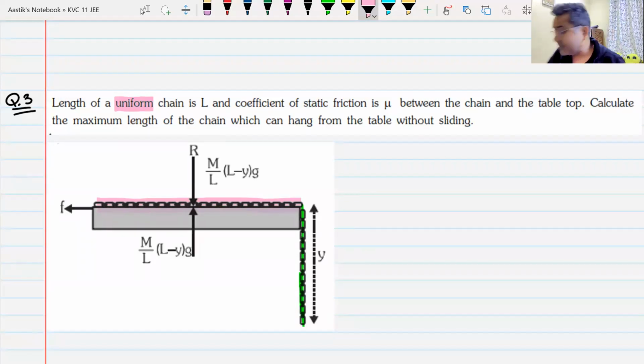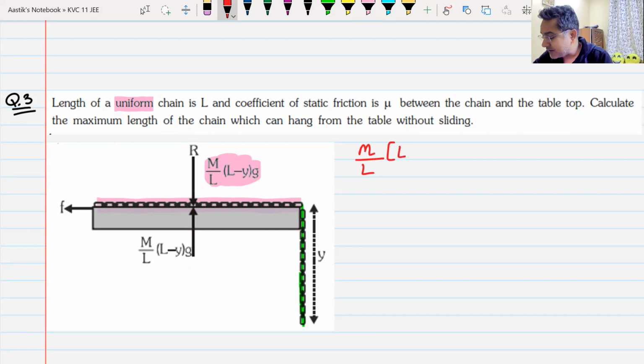Okay, so how am I supposed to do it? As you can see, the weight of the chain, the part of the chain which is on the table, which is the pink part. The total mass is m. So I find the mass per unit length because it is a uniform chain, and you multiply it by the length of the chain which is on the table.